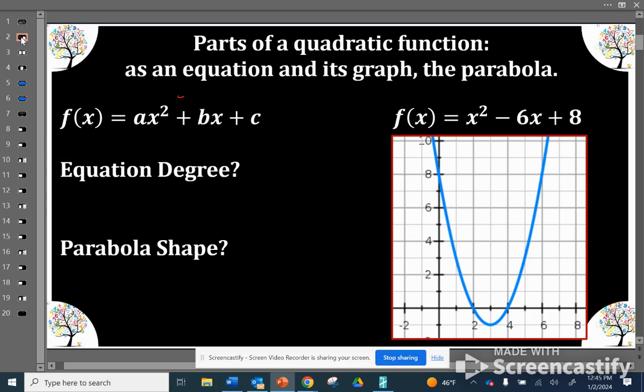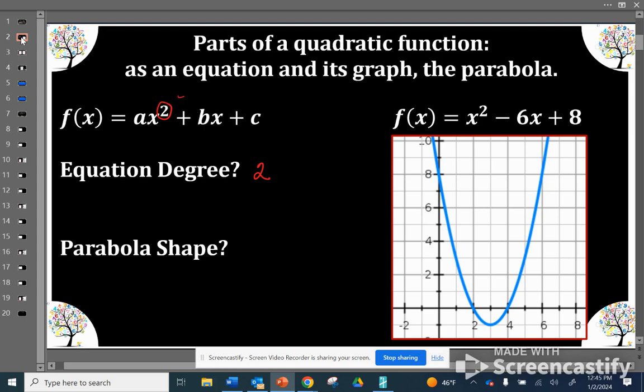of a quadratic function, and we know this is quadratic because our degree is 2. So when we have a function whose equation has a degree of 2, we know this is considered a quadratic, and when we graph it, it is going to create this parabola.